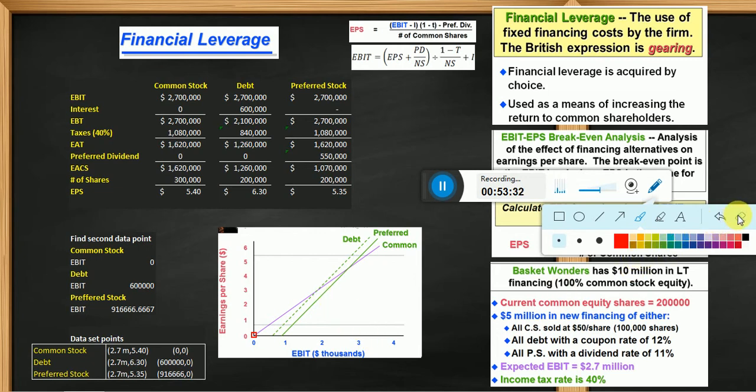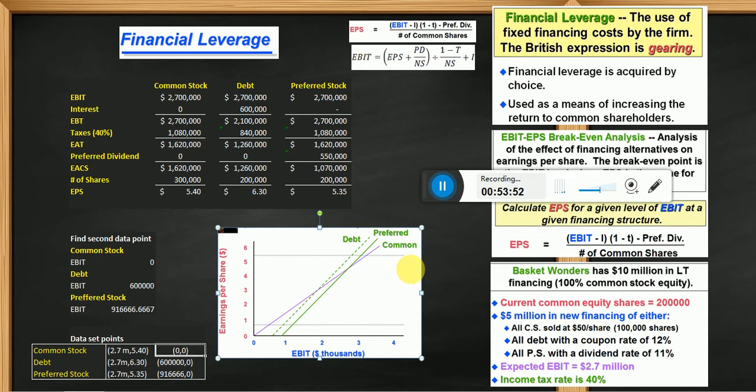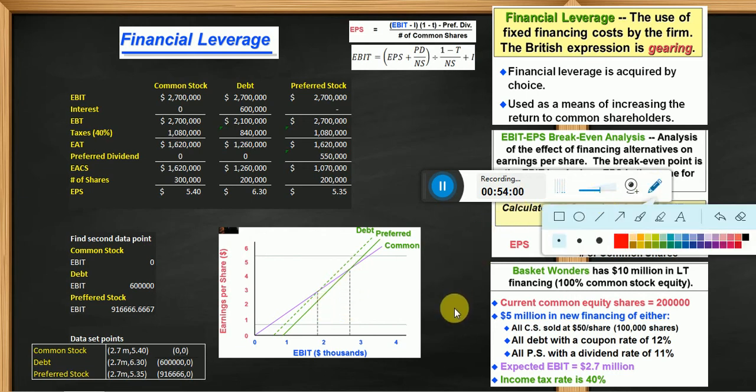In this graph we have 2 intersections. One is here, and another intersection is here. So what we mean by these 2 intersections, let me explain it further for you. Look, one intersection we have here, another we have here. This line is for the common stock, what you see here in the blue line.